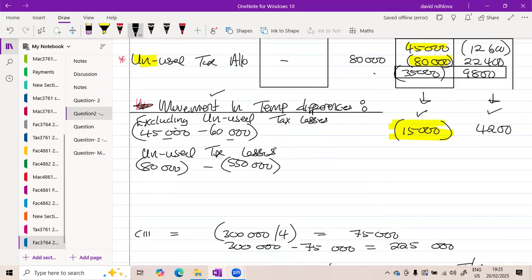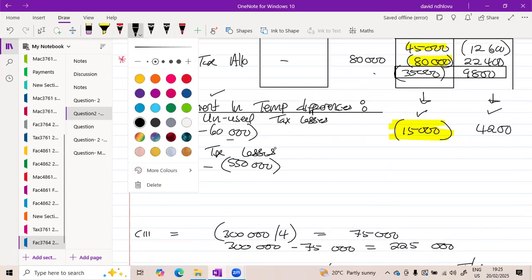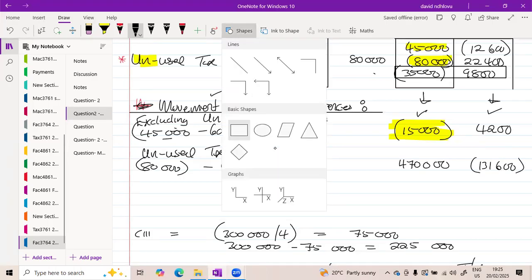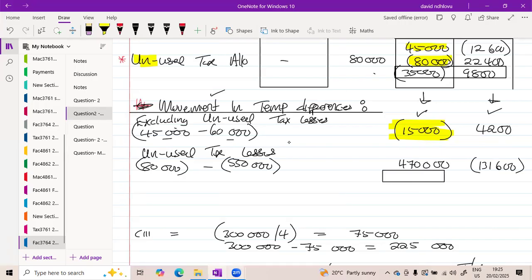Right, 80,000 negative minus 550,000 negative. I am going to get 470,000. Right, which I bring here. That's 470,000. Right, times 0.28, I'm going to get 131,600. Now remember, this is positive, this is going to be negative. Then we close our calculations in this way.